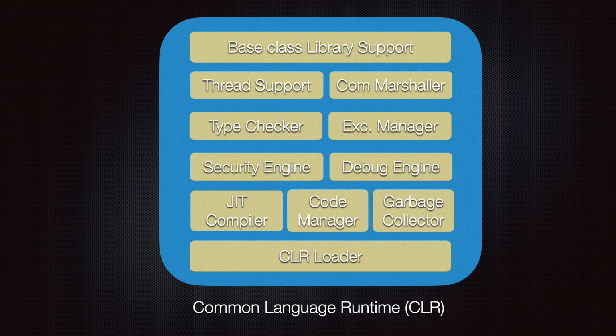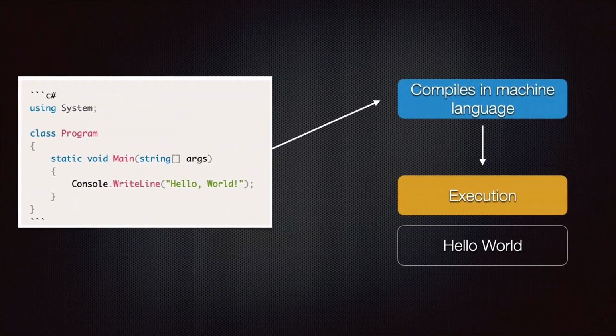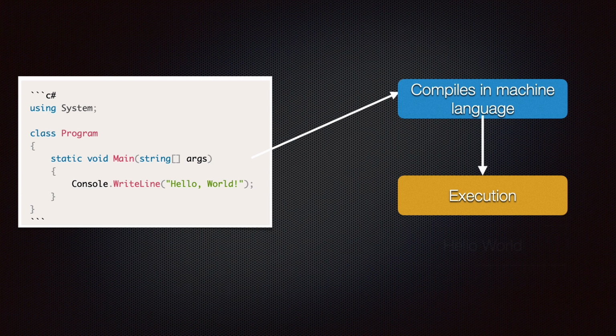If you talk about the use of it, CLR is the runtime environment provided by .NET, called the Common Language Runtime, that runs the code and provides services that make the development process easier. For example, we have a sample C# program with a hello world. If you run this hello world, it will compile into machine language, then go for execution, and finally it prints the hello world. So this is in brief what CLR does.